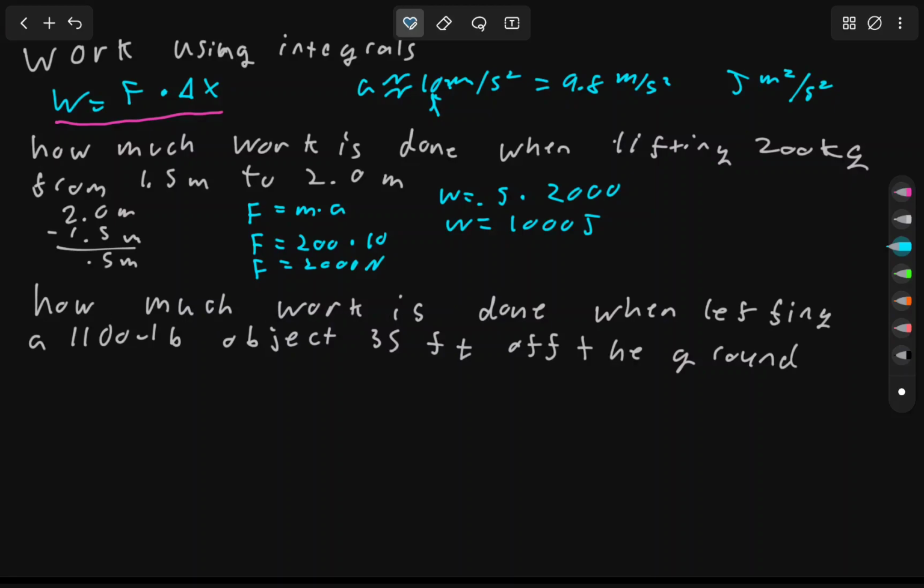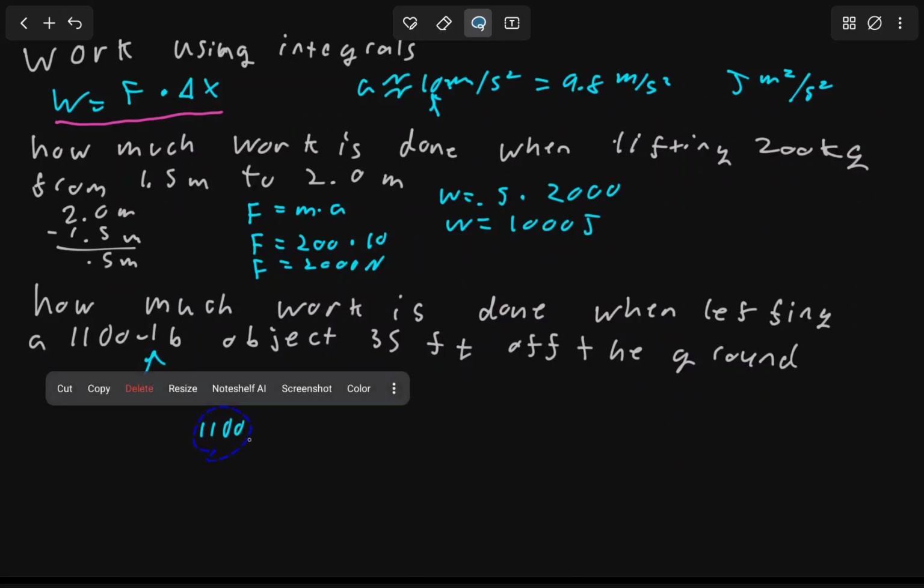How much work is done when lifting an 1,100 pound object 35 feet off the ground? The pound is really the English form of weight. The English measure of force, known as the empirical system, we use pounds. So this is really the same thing as newtons, just in the American system. So we are going to call this 1,100.